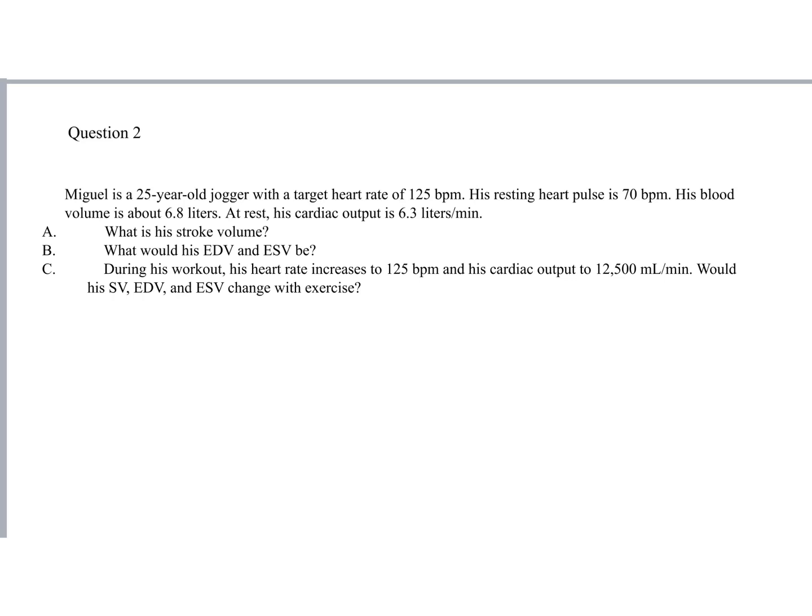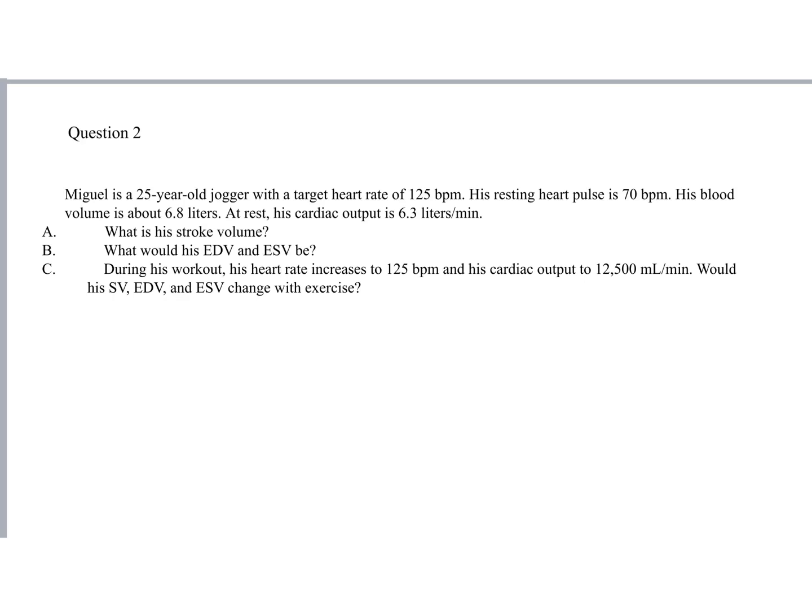All right, let's read this second question. It says, Miguel is a 25-year-old jogger with a target heart rate of 125 beats per minute. His resting heart pulse is 70 beats per minute. His blood volume is about 6.8 liters. At rest, his cardiac output is 6.3 liters per minute. The first thing they want us to find is what is his stroke volume.